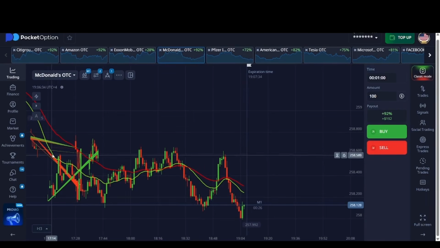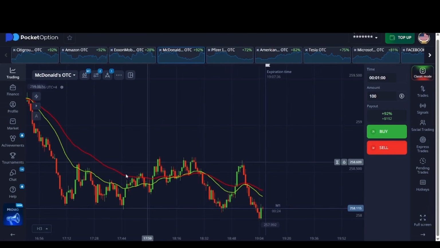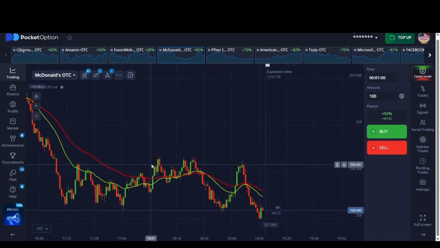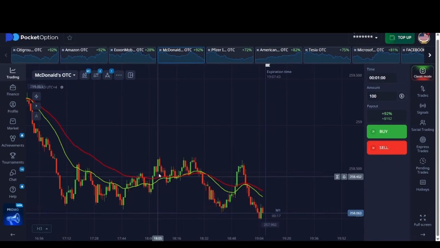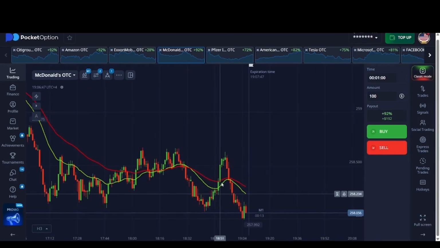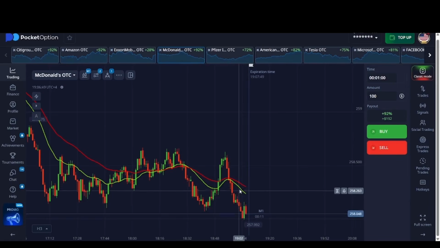Let me show you a few more examples on different assets. Here you can see the market moving in an uptrend. The price breaks above the moving average, retraces back to it, and then continues moving upward. This gives you a good opportunity to place a buy trade. Likewise, when the price breaks below the moving average, retraces back to it, and then starts moving downward again, you can place a sell trade.